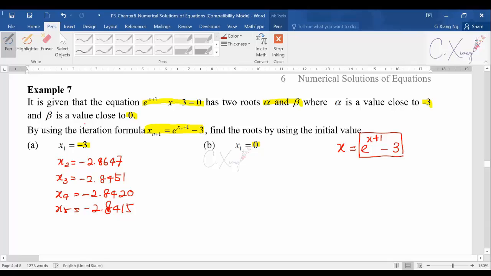Although in this question they didn't mention it, I will just stop here, because if you continue further, the value will be more or less negative 2.84. I can roughly tell you that if I stop here, then the root is equal to negative 2.84.